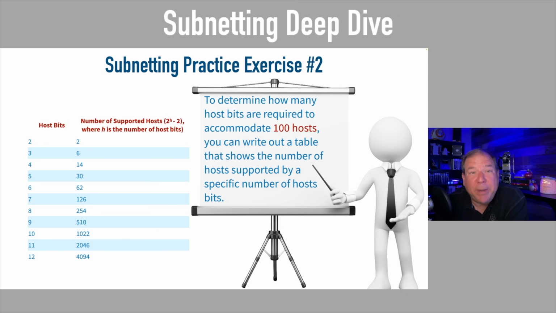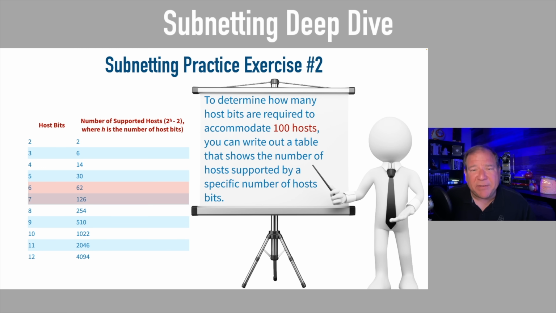So if I had 2 host bits, that would give me 2 hosts. If I had 3 host bits, that would give me 8 minus 2, which is 6. And we fill out this table. We need to support 100 hosts. If I had 6 host bits, that would support 62 hosts, but that's not enough. 7 host bits gives me more than enough, but 7 is the minimum number of host bits I can have and still meet this requirement of supporting 100 hosts.